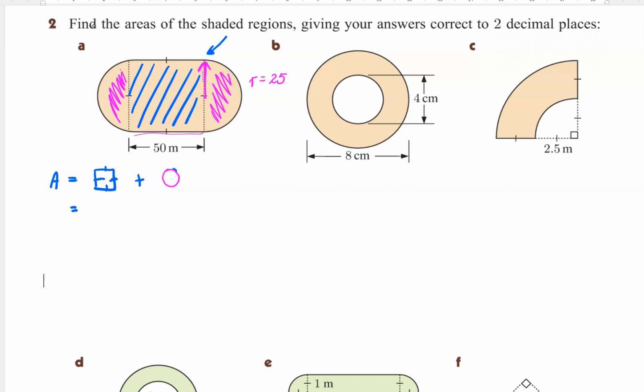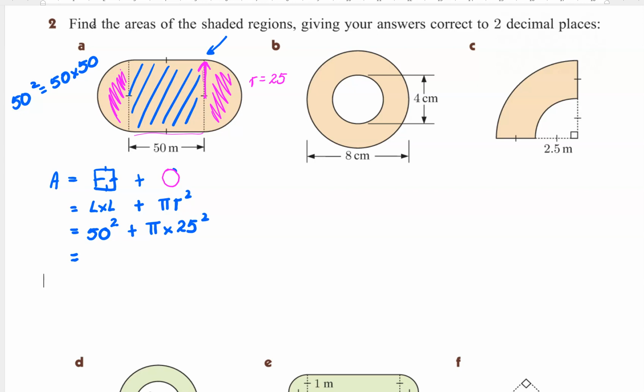But here we go. So it's going to be length times length plus the area of a whole circle, which is pi r squared. So 50 times 50, and watch my style, I'm going to say that's 50 squared. 50 squared is the same as 50 times 50. If you wanted to write 50 times 50, that's fine too. I'm just being a little bit on the lazy side. Pi times, now your radius we said is 25, so 25 squared.